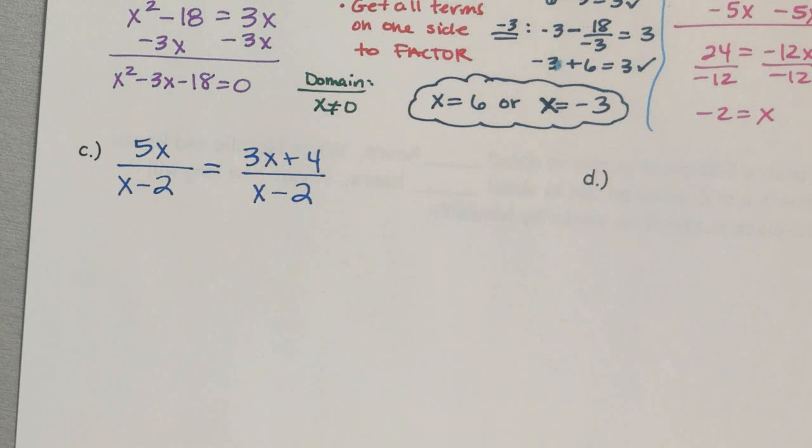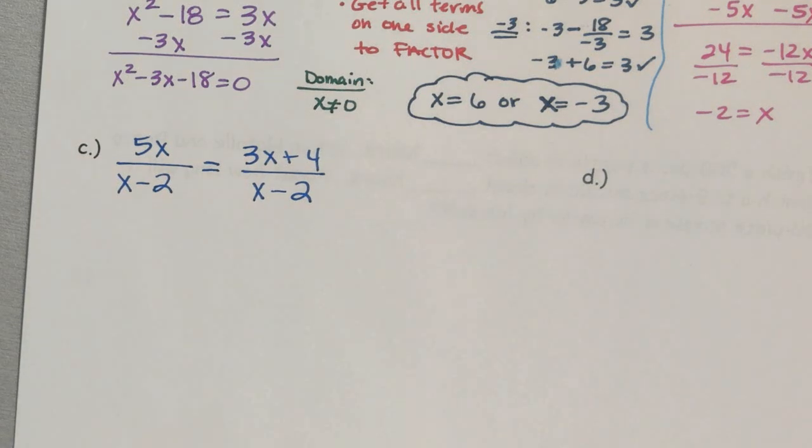Okay, so get the LCD, and we actually already have it. See how the denominators are the same? Yeah. So we have the LCD. That is what we're going to do.